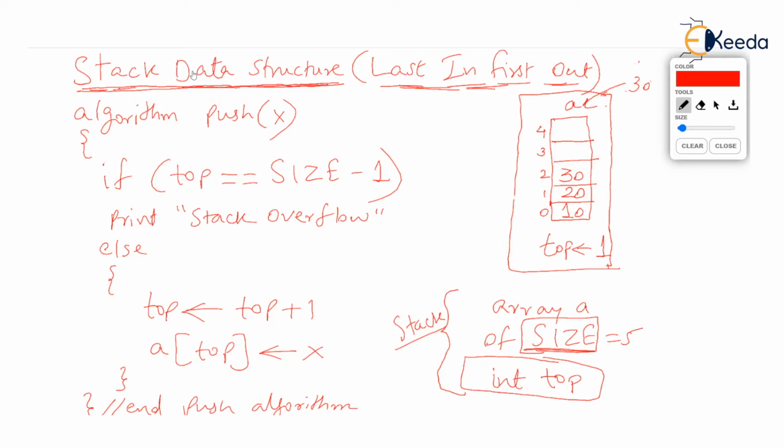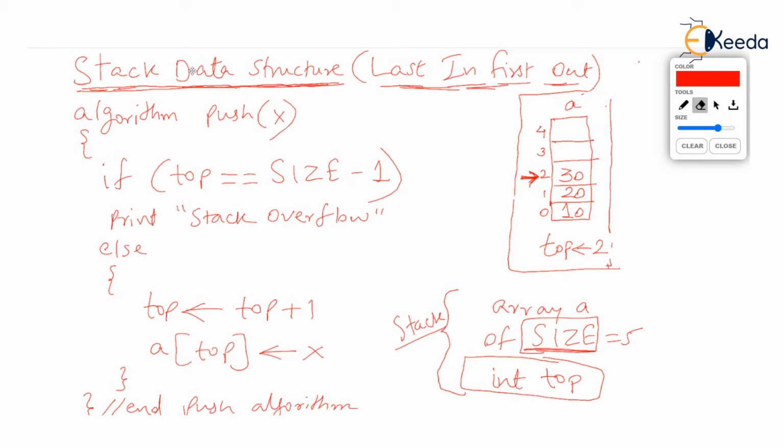Then the value of top will be no more 1. The value of top will become 2. Check that top is now 2, indicating that the topmost element stored in the array is at position 2. So anything above the position 2 is not yet used. That's the significance of the top counter. It tells us which is the last element, yes, which is the last element pushed in the stack. So the last element pushed is the second element, which is 30.